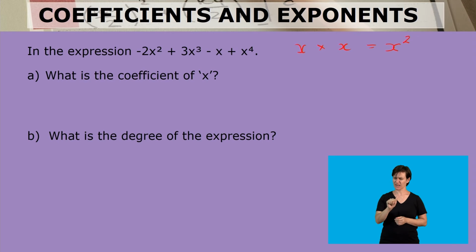Look at the next part, which is x to the exponent 3. So it will be x multiplied by x multiplied by another x. So then it would be 1, 2, 3. So it will be x cubed. That's how those x's come about.